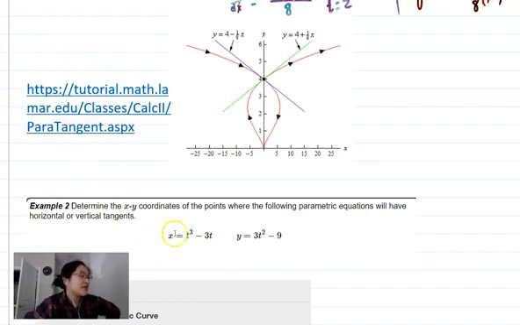Alright, so look at this example and try to figure out when we have horizontal and vertical tangents given this set of parametric equations that gives us a parametric curve. When are we having horizontal tangents? That's where our dy/dx equals 0. And our vertical tangents are when our dx/dt is undefined. So try that out.